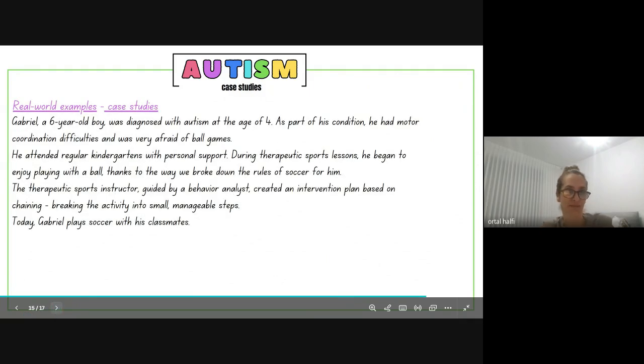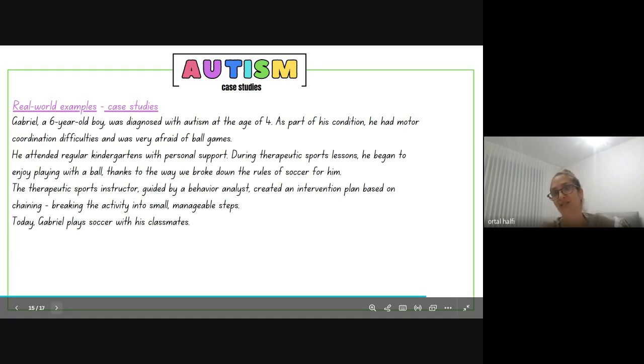Real-world example. Now I want to tell you about Gabriel. He is a 6-year-old boy learning in my class. Gabriel was diagnosed with autism when he was 4 years old. As a part of his condition, he had motor coordination difficulties, and he was very afraid of ball games. He attends regular kindergarten with personal support.